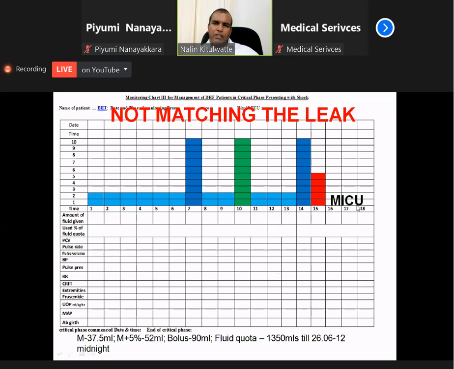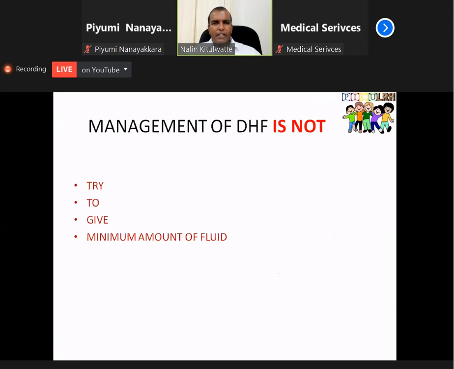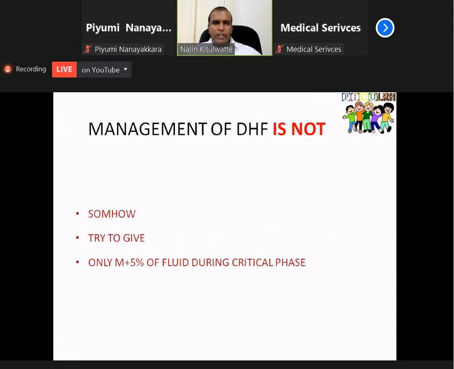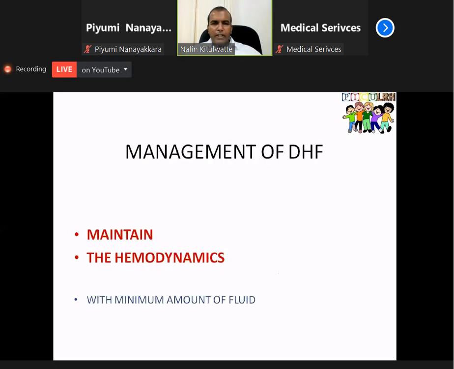This is what happens usually. Please don't do that. That's why I'm telling you, management of dengue is not to try to give the minimum amount of fluid. It is not to give only maintenance, or maintenance plus 5% fluid, during the critical phase. It is maintaining the hemodynamics, but with the minimum amount of fluid.